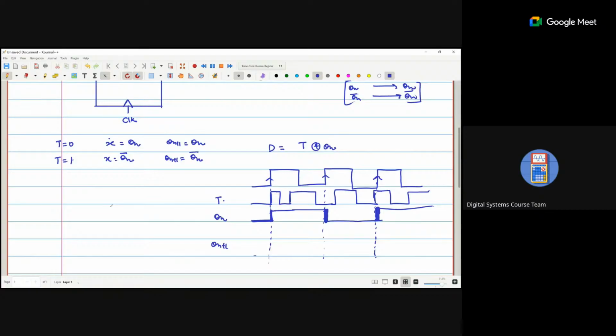So if Qn is 0, Qn plus 1 becomes... it will be constant till this point. Now T is 0, that means Qn plus 1 is just the previous one. Now when the positive clock pulse is applied, T is 1. So the previous is 1, so next will be 0. So this is my Q.